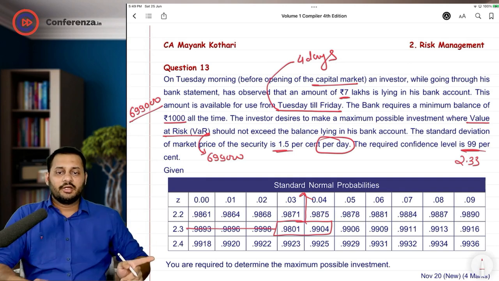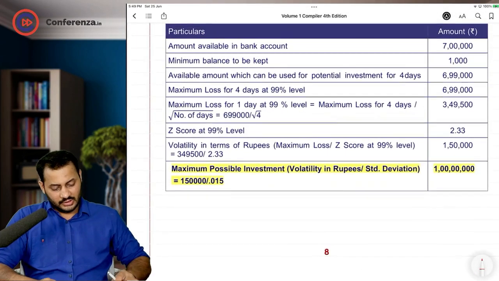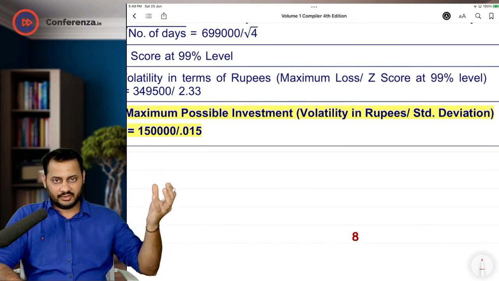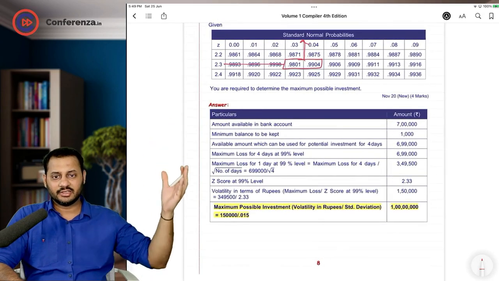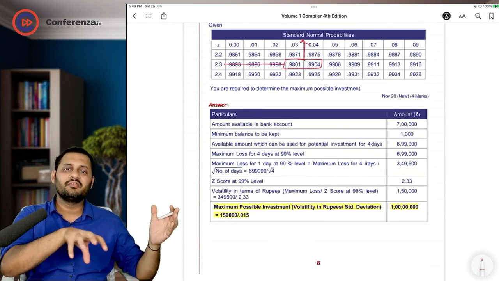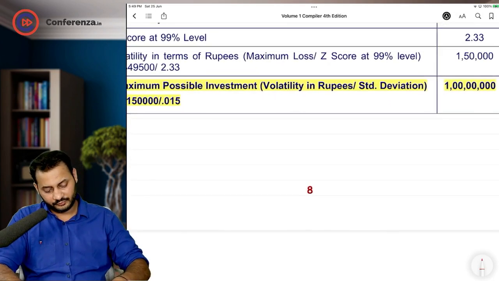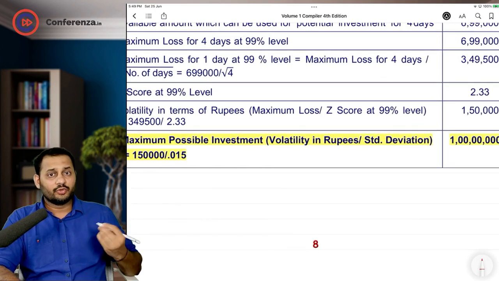You are required to determine the maximum possible investment. Now, I'm writing the entire answer in equation format. What the institute has given in the suggested answer is a table format, which is a little difficult for students to understand, in my opinion. So I'm writing it down here. What they want us to calculate is the total investment.